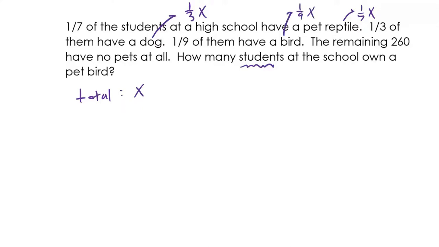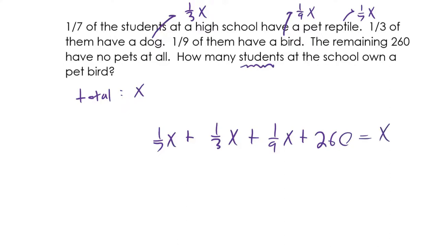So as the story goes, we have the students with a reptile plus the students with a dog plus the students with a bird plus the ones that don't have any students at all. They all combine to give you the total number of students. So I'll put a little slash there to make sure you know that's a 7, and here as well. But now we're just solving for x.